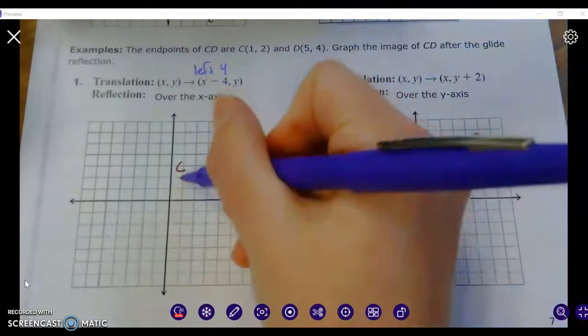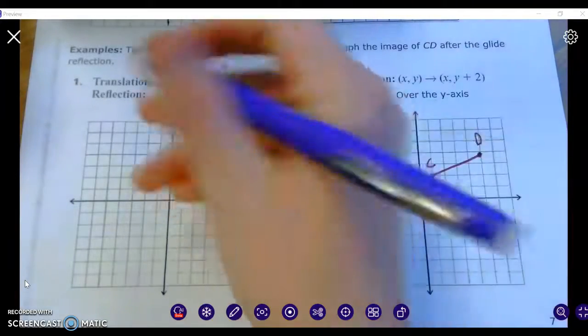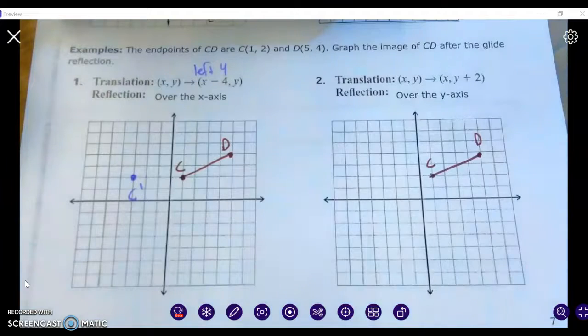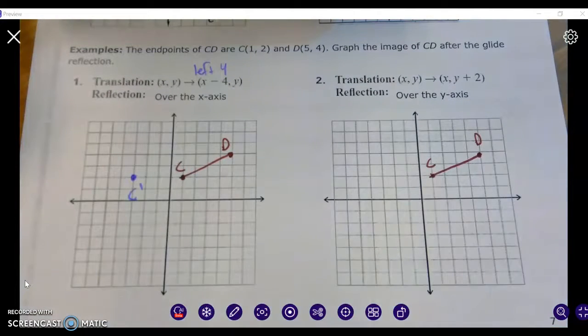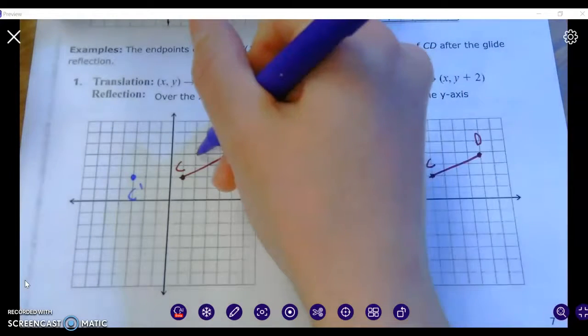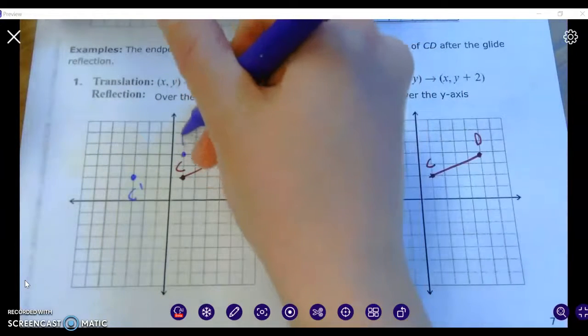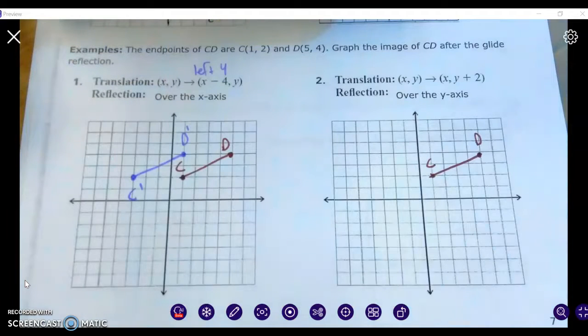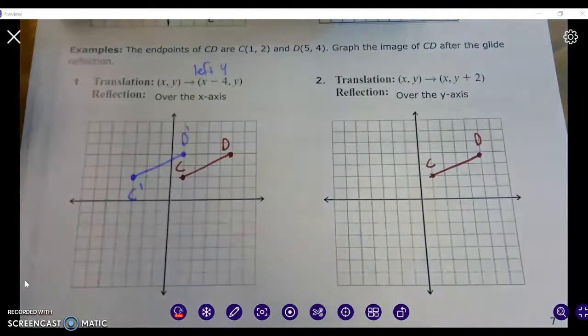So go put your pencil on C and count to the left 4 spots. 1, 2, 3, 4. Okay, and repeat that for D. So put your pencil on D, count to the left. 1, 2, 3, 4. And name it C prime and D prime. Okay, any questions about that step?